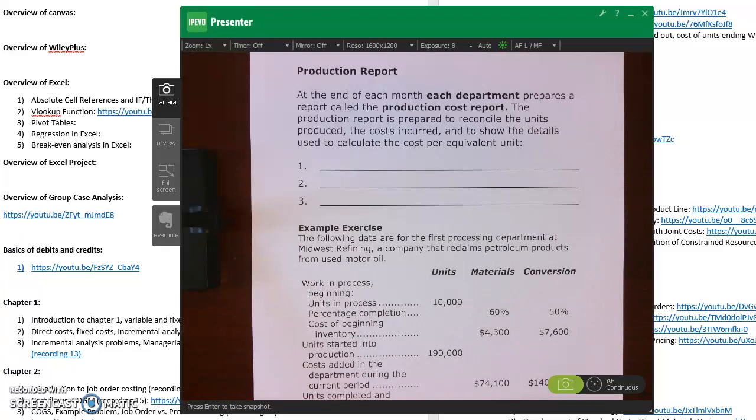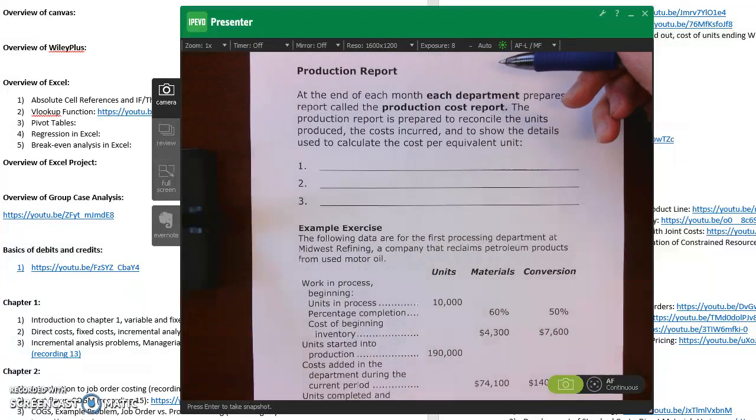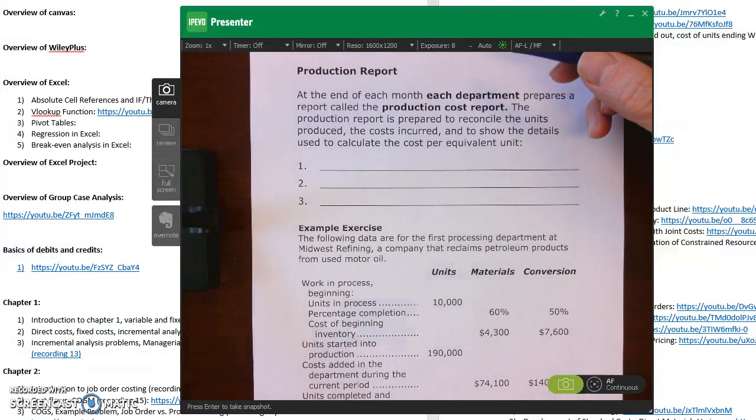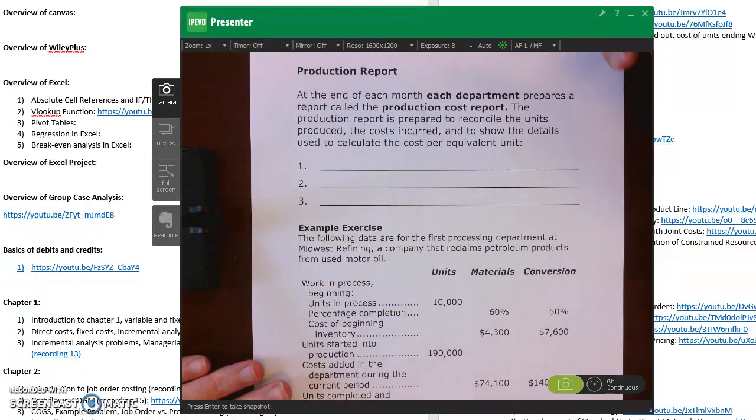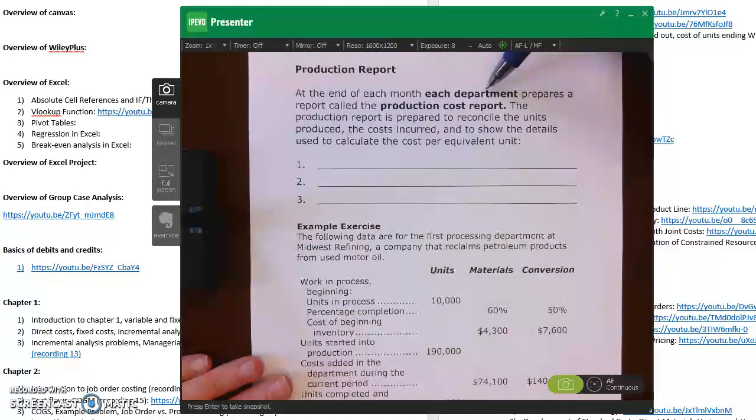Hello and welcome back to our process costing lecture videos. In this one I'm going to cover the production cost report and a few other tidbits on process costing, and then I'll have one final lecture video after this one covering some additional problems at the end of chapter 3.